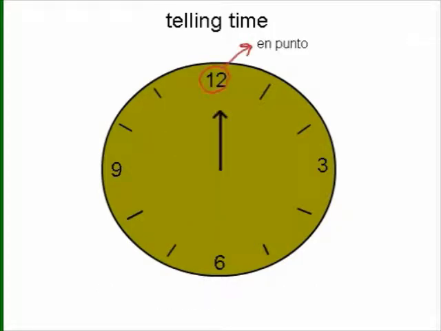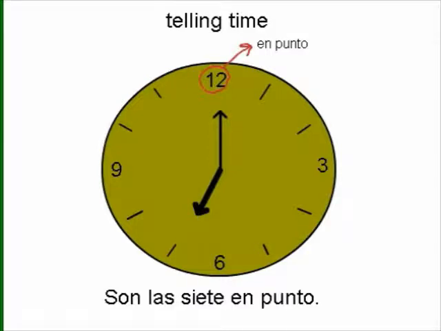Here are a few more things to remember. Certain times on the clock kind of have special nicknames. When the minute hand is on the 12, on the 3, on the 6, or on the 9, we're going to use those little nicknames to help us out. When we're exactly on the hour, or in other words, when the minute hand is on the 12, we say en punto. So, for instance, we might say son las 7 en punto.